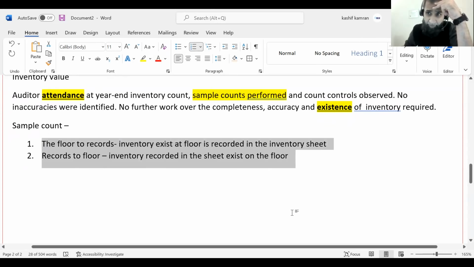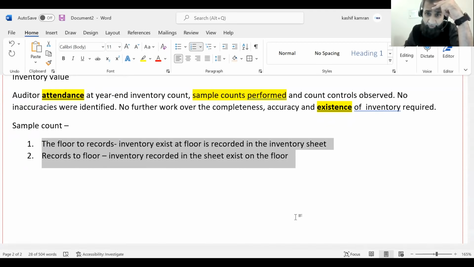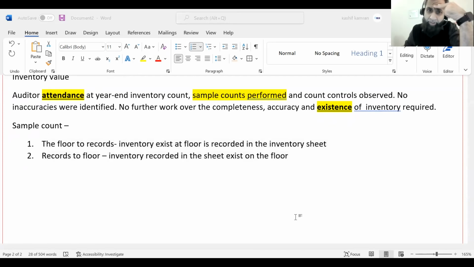Which statement confirms existence? Which statement confirms completeness? What about statement number one? Is statement number one confirming completeness of inventory recording or existence of inventory recording? Tell me. Okay, Akshay is saying existence. What about the others? Please respond. Floor to record is completeness. Very good answer, Hamna Fizzle.